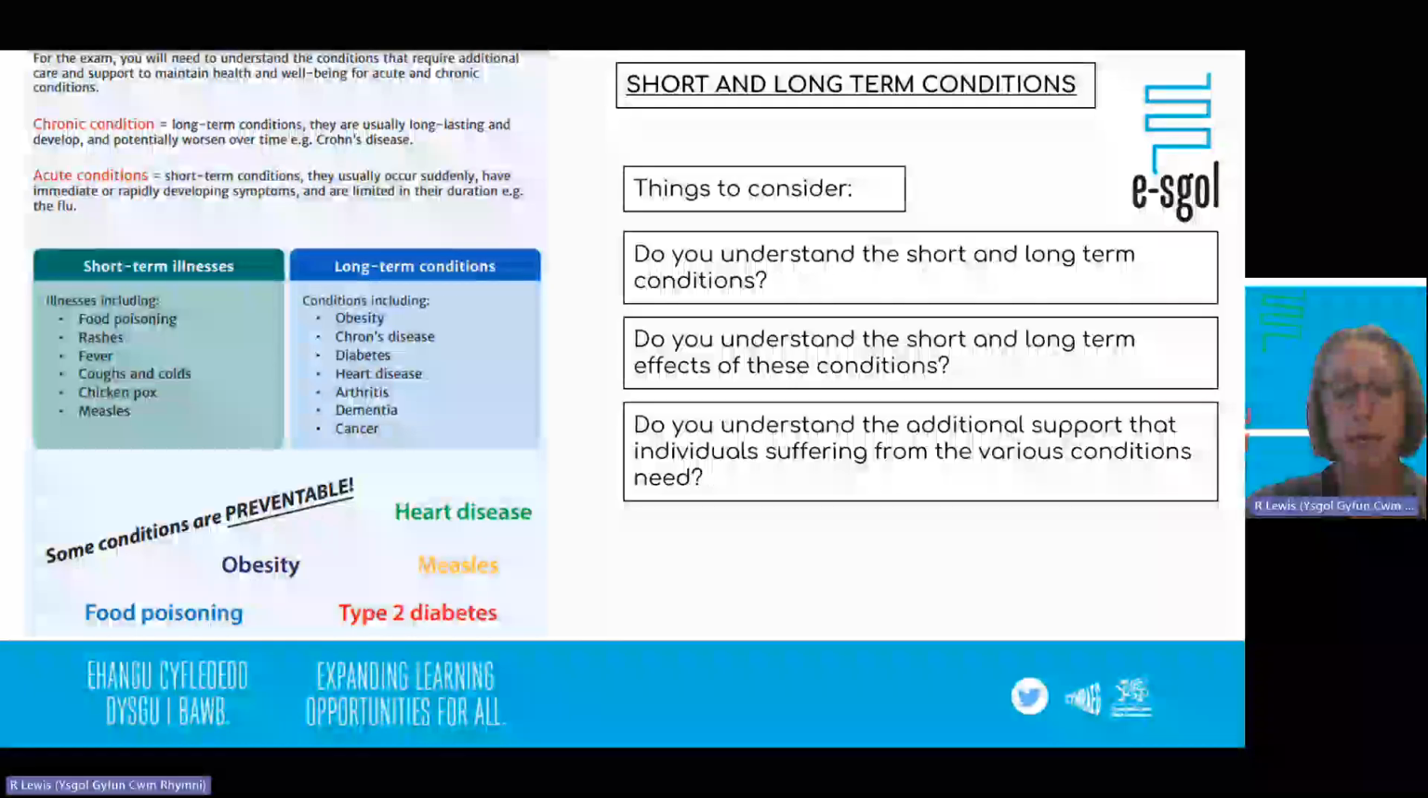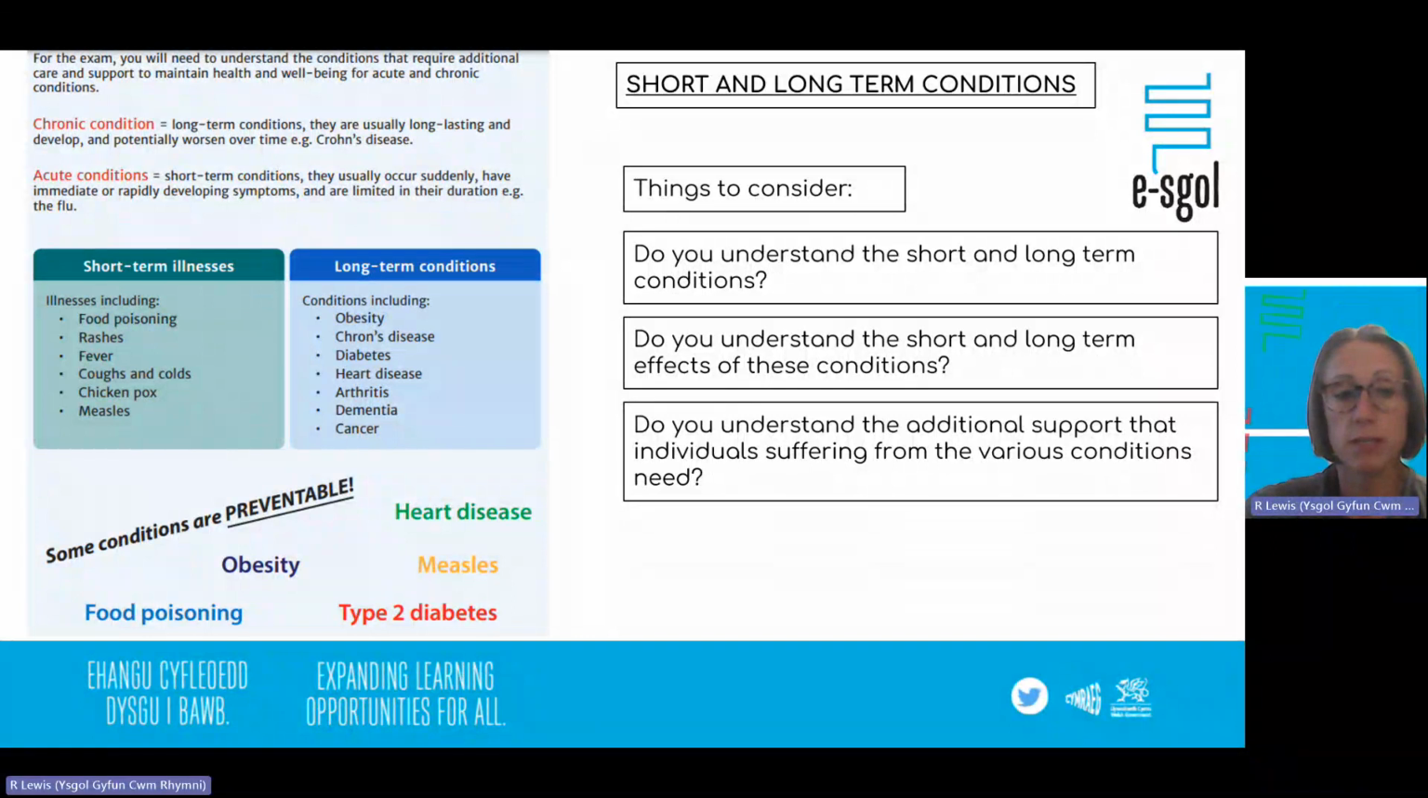Okay. So again, this could maybe be a grid of all the short-term illnesses, what each illness means, and then the effects that these illnesses can have on individuals. It's definitely worth knowing the difference between which ones are short and which ones are long, and if I was to suffer from these, how this would affect me. You also need to understand the support that's needed if I was to suffer from these conditions.